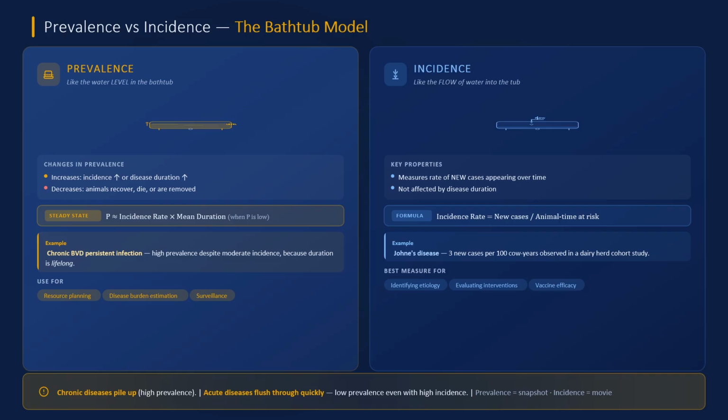When the system is at a steady state and prevalence is low, prevalence is roughly incidence rate times mean duration. That relationship shows up in exam questions constantly. Chronic BVD persistent infection is the classic: high prevalence, moderate incidence, because duration is lifelong. Contrast that with Yonis, where a cohort study measures 3 new cases per 100 cow years. Practical takeaway: use incidence when you're asking about etiology or evaluating a vaccine or intervention. Use prevalence for burden estimation, surveillance, and resource planning.